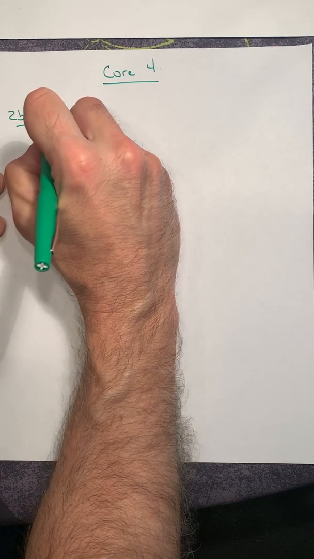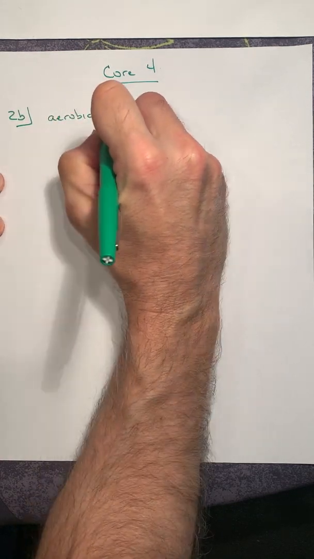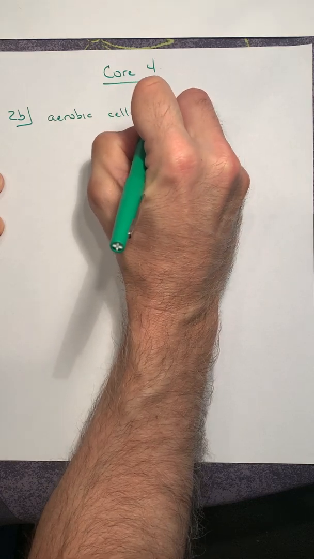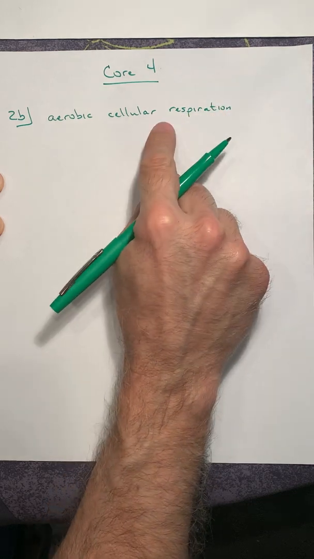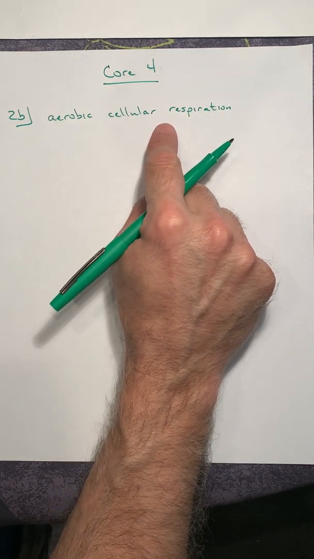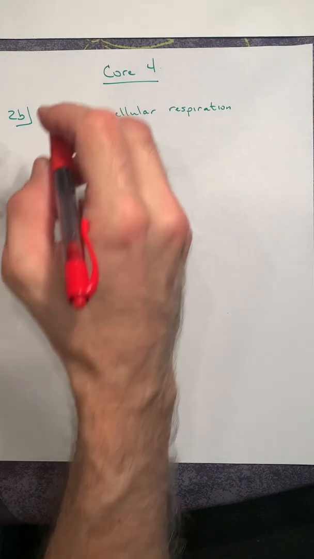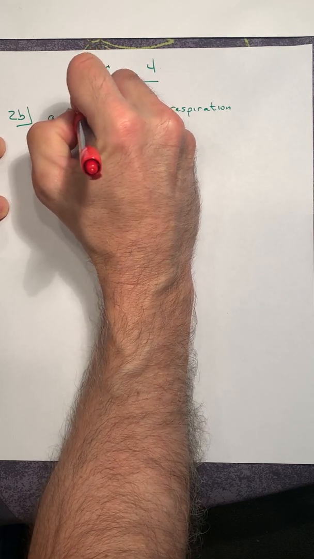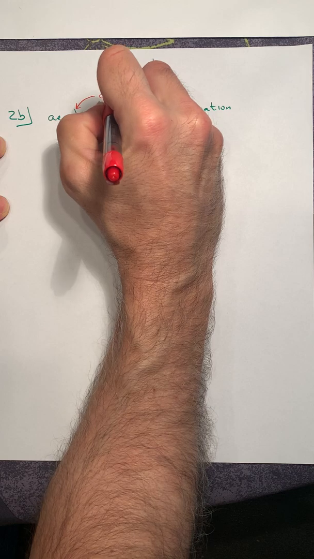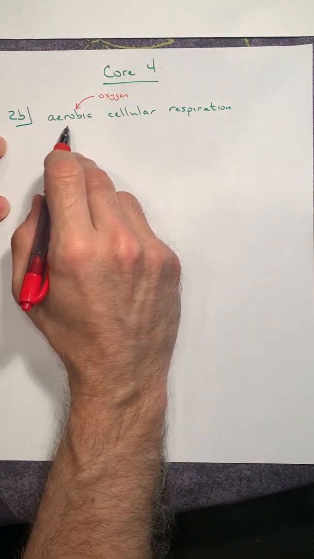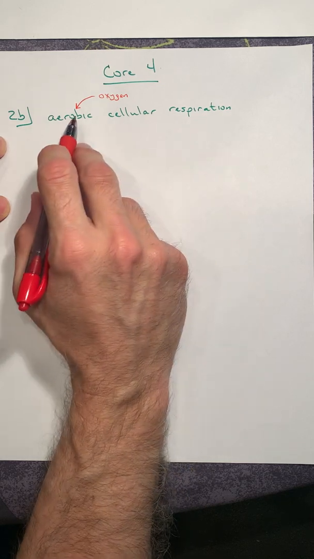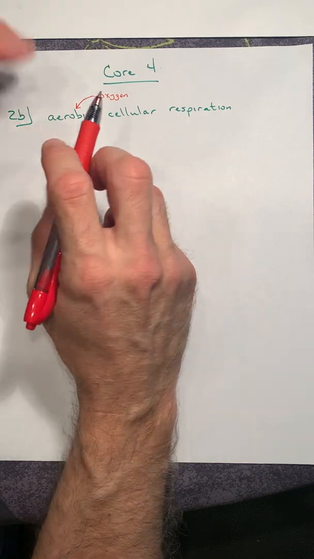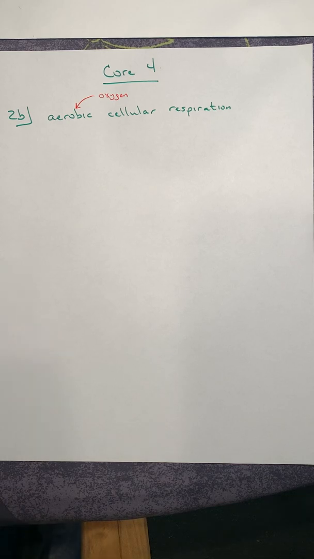So they refer to it as aerobic cellular respiration. So cellular respiration is the breaking down of macromolecules. It can be done in the presence of oxygen. When cellular respiration occurs in the presence of oxygen, we call it aerobic cellular respiration. If this occurs without oxygen, then we call it anaerobic cellular respiration. And again, we'll get to this in core 8 in more detail.